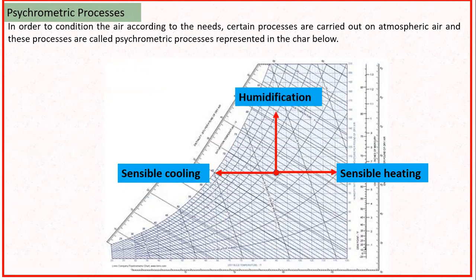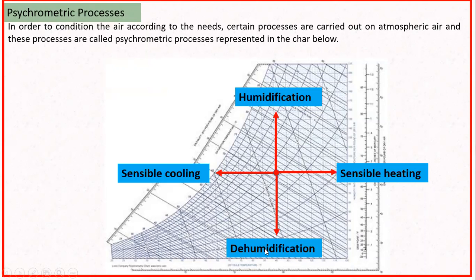The next one is humidification. Humidification means keeping the dry bulb temperature constant. We are just humidifying the air, that means increasing the moisture content in the air. Normally, humidification will be done in the locations where the weather is dry.